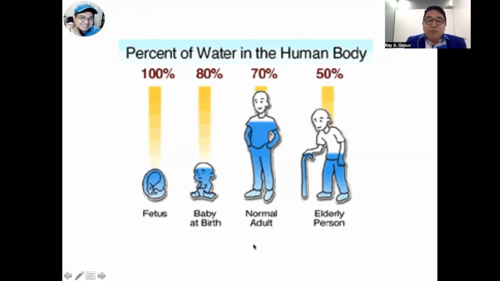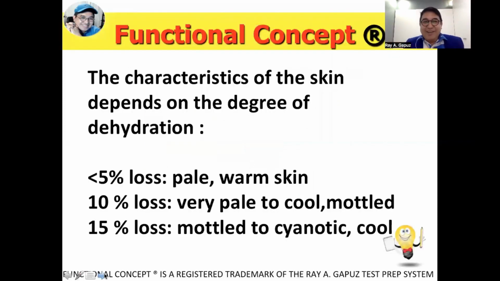So therefore, if you're comparing dehydration in a baby and dehydration in an elderly, it is more harmful in the baby because the baby's body weight depends approximately 80% on water, compared with the elderly, whose body weight depends on 50% water. So dehydration will have more severe effects in the infant than the elderly, okay?